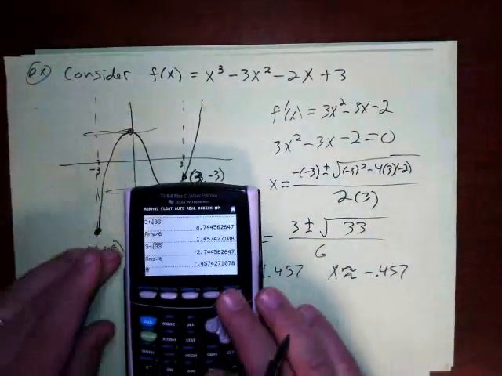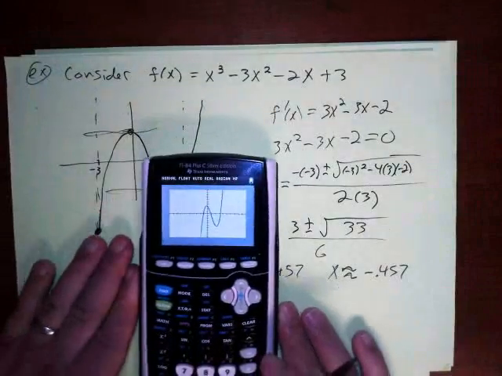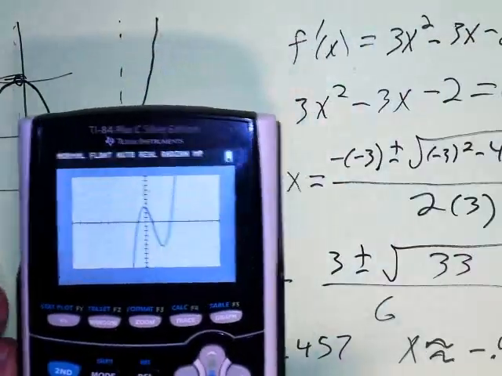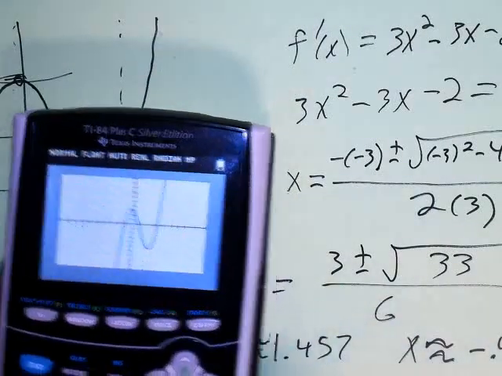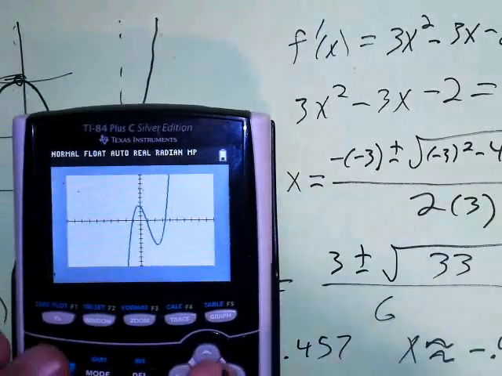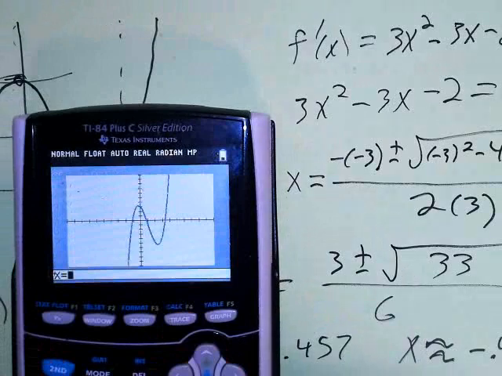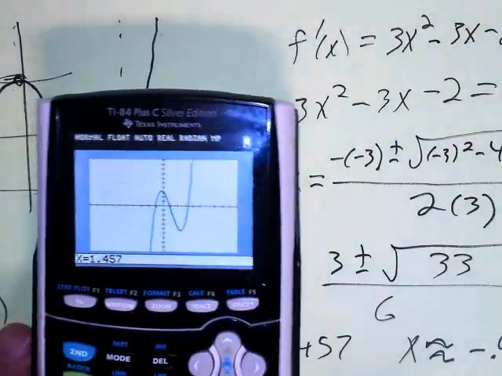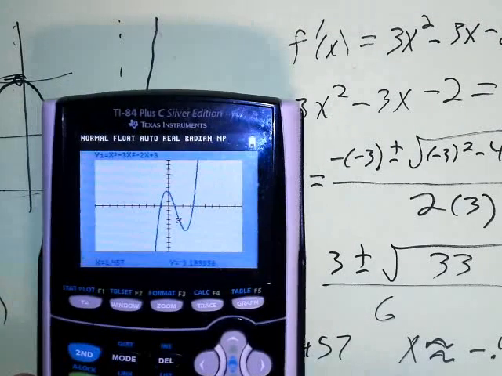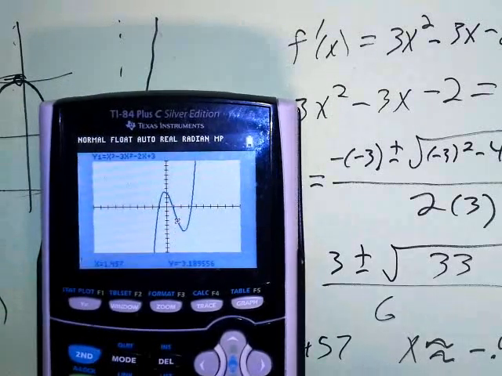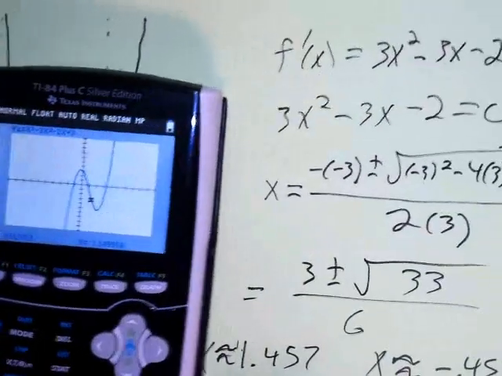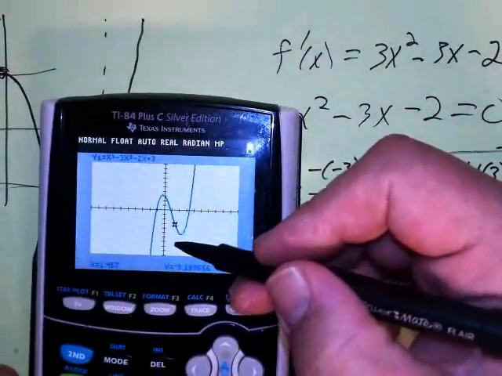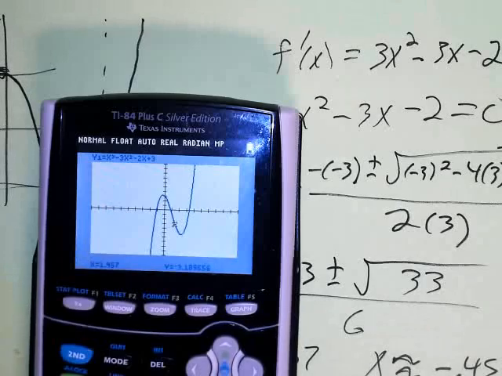But let's look at our graph again. Here's our graph, and maybe I can zoom in here, and let's put in these numbers. So second calc, and if I put in the 1.457, I did not get this. I thought this was going to be the minimum value. So what did I do?